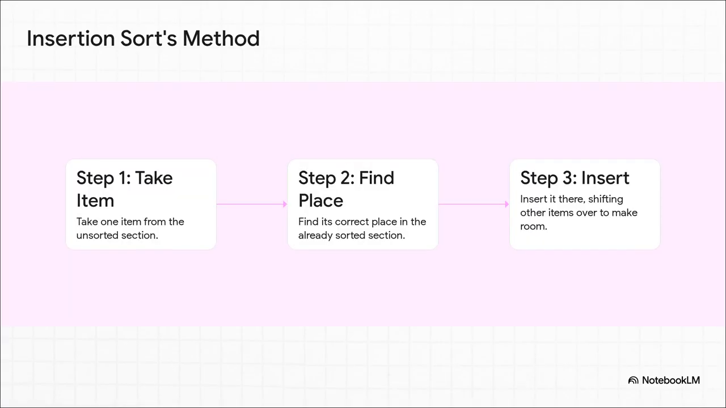So imagine you're holding your cards. You pick one from the unsorted pile, then you look at the cards you've already sorted in your hand and find the exact right spot for the new one. You just slide it in, shifting the others over to make space. That's it. It builds up the sorted list one item, one card at a time.